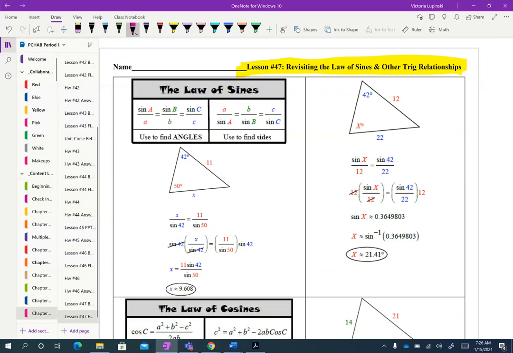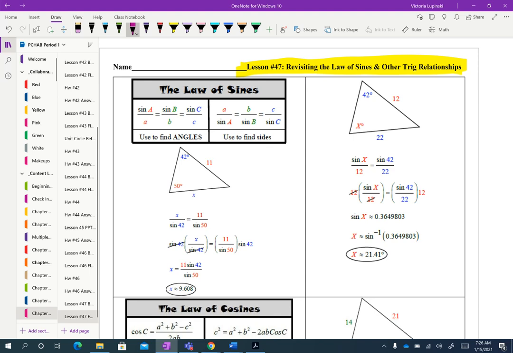All right, welcome everybody. Today we're going to talk about lesson number 47, and we're basically going to go back through a couple of the lessons that we talked about so far, revisit them a little bit, add a couple things, and then talk about a few new things that will kind of bridge us to the upcoming lessons. So I'm going to call this Revisiting the Law of Sines and Other Trig Relationships. It seems a little bit disjointed, a bunch of different topics, but I promise there is a reason for it.